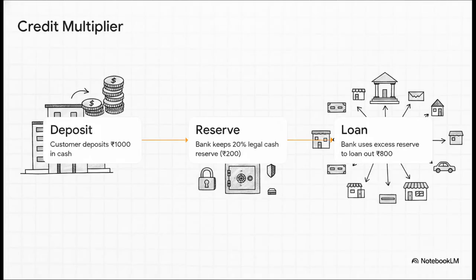Imagine drawing this flow out. Step 1, a customer deposits a fresh 1,000 rupees. Now, the bank knows for a fact that not everyone is going to ask for their money back on the exact same day, so they are legally required to keep just a fraction of it safe in the vault. Step 2, they keep a 20% cash reserve. That's 200 rupees. This leaves them with an excess of 800 rupees. So in step 3, they pump that 800 rupees right back out into the economy as a fresh loan.